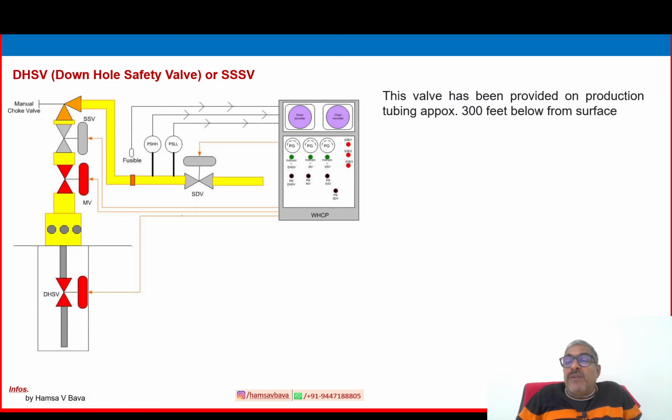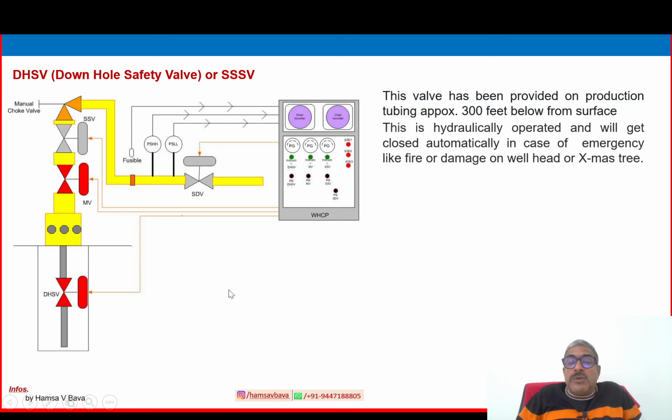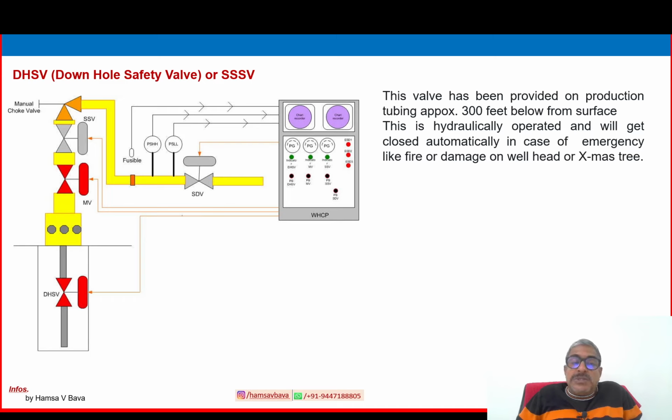This valve is provided on the production tubing approximately 300 feet below the surface. It is hydraulically operated and will close automatically in case of emergency like fire or damage on the wellhead or Christmas tree. So any condition like temperature, pressure, high or low, or fire or gas leak, or some manual activation as well. So we can close the well from the surface, from the Christmas tree, from this panel. This is called the wellhead control panel.